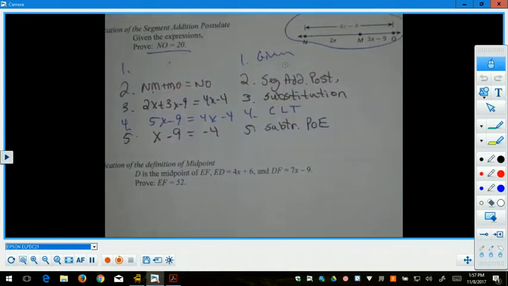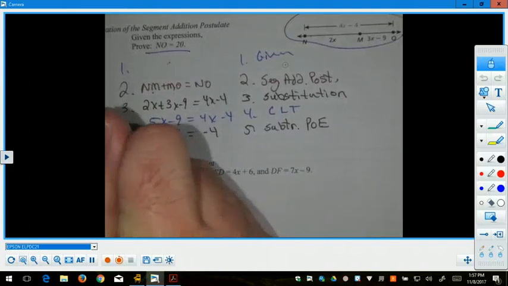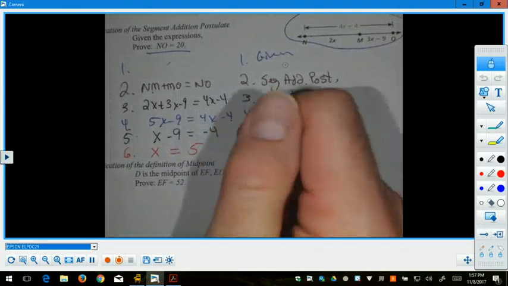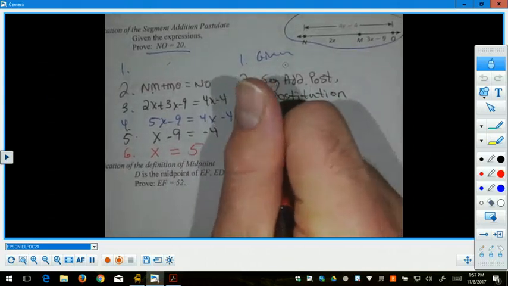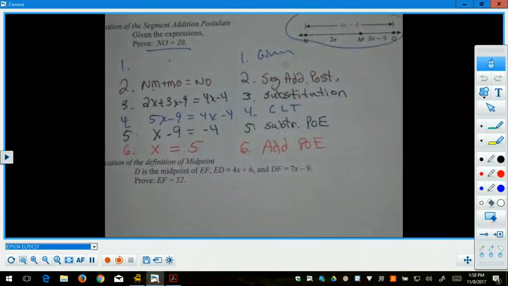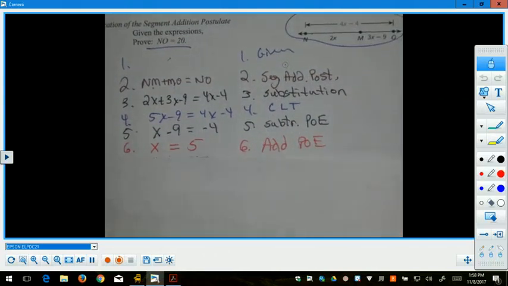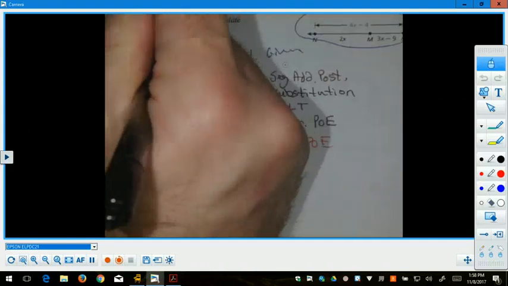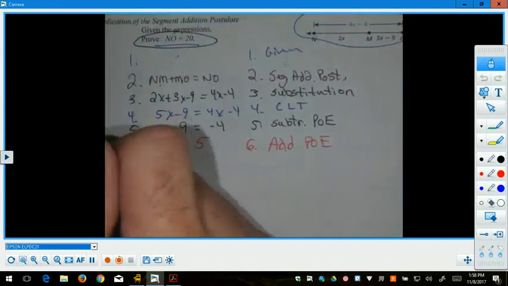On the next line of my proof, I'm going to add 9 to both sides. So I get x equals 5 by adding 9. So the 6th line is addition property of equality. There will be one more line because I wasn't supposed to find the value of x. I needed to get the answer. But what I'm trying to prove is that NO is 20.